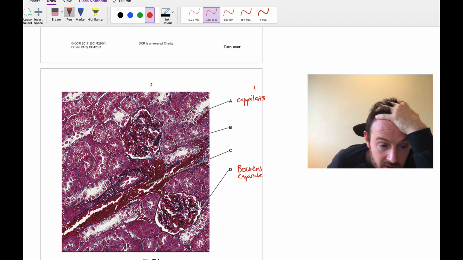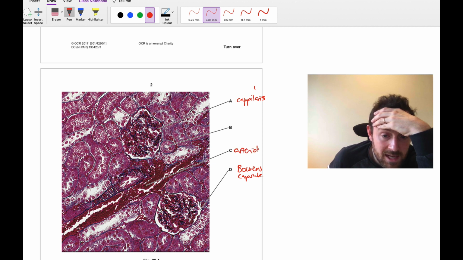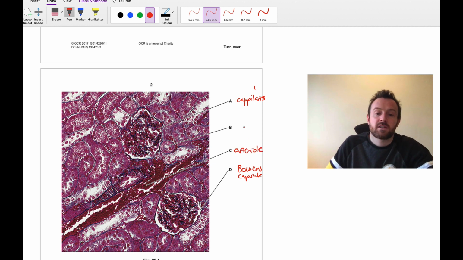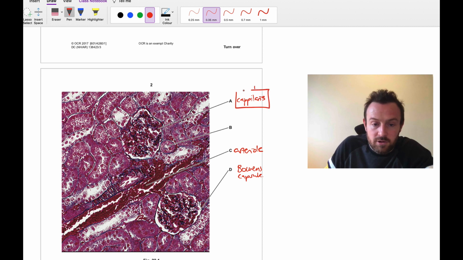Now C, I think, is something like an afferent or efferent arteriole. Don't know which one, because there's loads of blood cells in there. So this is some sort of arteriole. So that's definitely got plasma proteins in. So this A is the answer for high hydrostatic pressure.